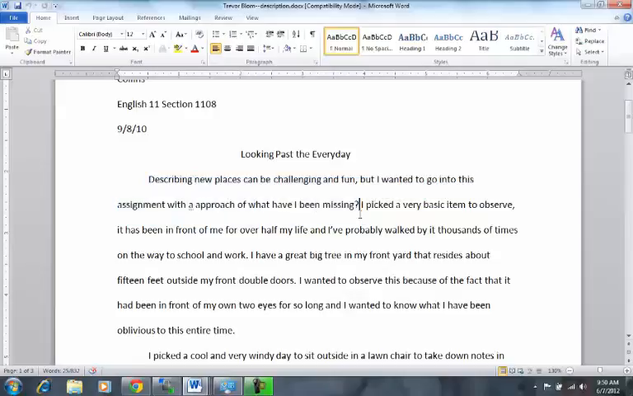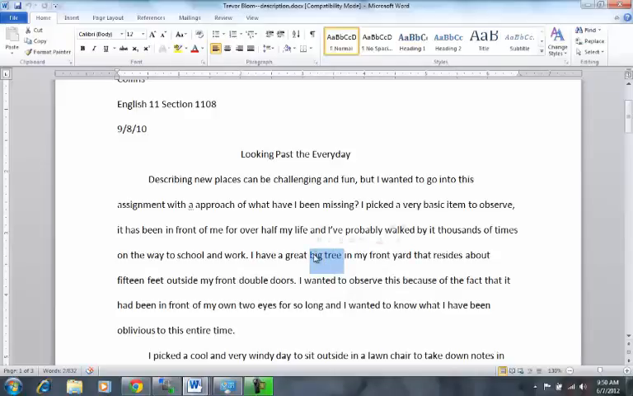He says, I picked a very basic item to observe. It has been in front of me for over half my life, and I probably walked by it 1,000 times on the way to school and work. I have a great big tree in the front yard that resides about 15 feet outside my front double doors. I wanted to observe this because of the fact that it has been in front of my own two eyes for so long, and I wanted to know what I had been oblivious to this entire time. All right, the paper's about a tree.